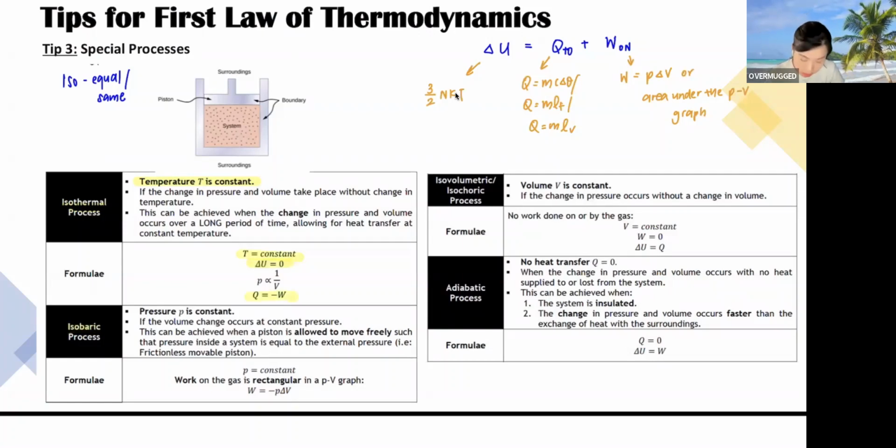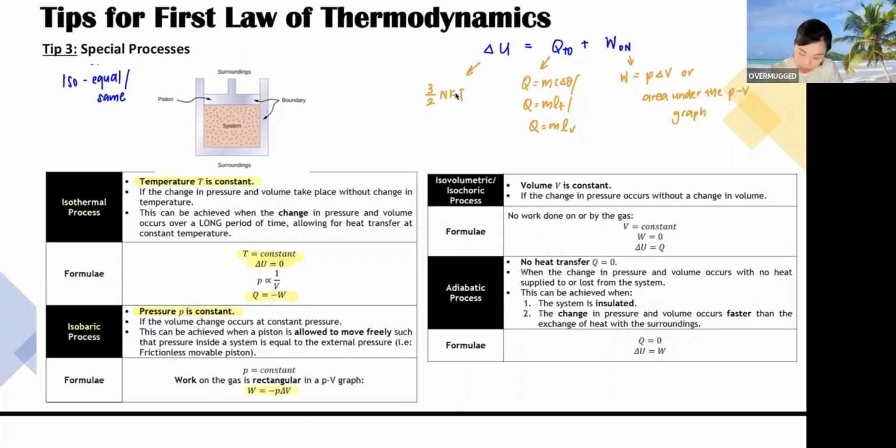Okay? Now, if it's isobaric, iso means same. Baric sounds like a barometer, which is the instrument to measure pressure. So that means pressure is constant. What does this affect? Your work done on the system. So as such, your work done on the system will just be a fixed pressure, negative P times delta V. And work done will be a rectangle.